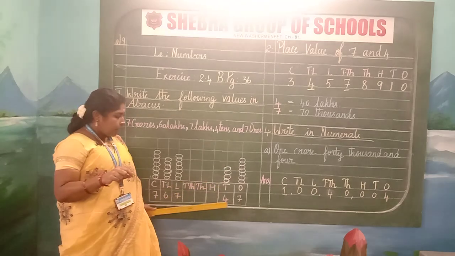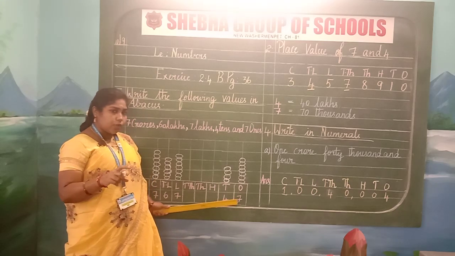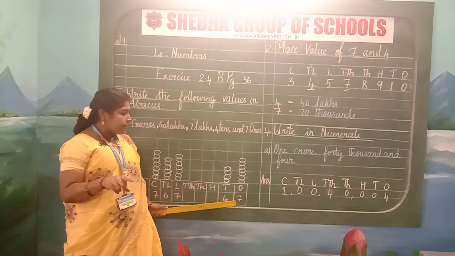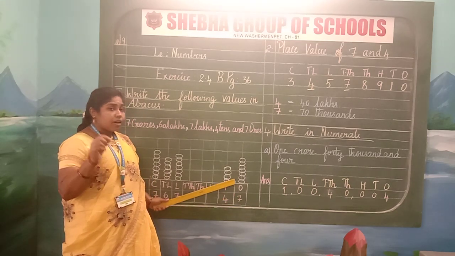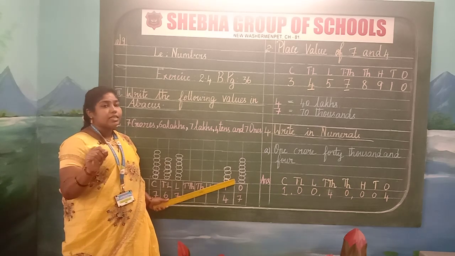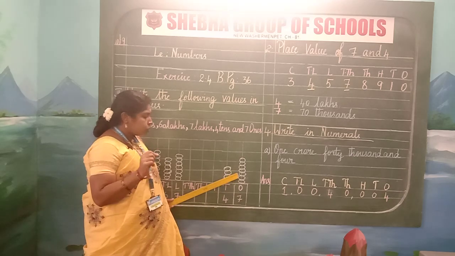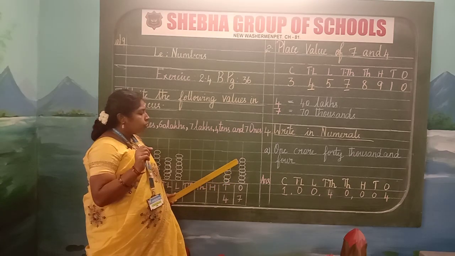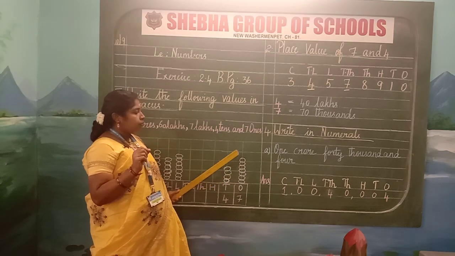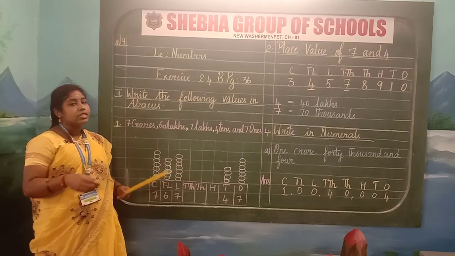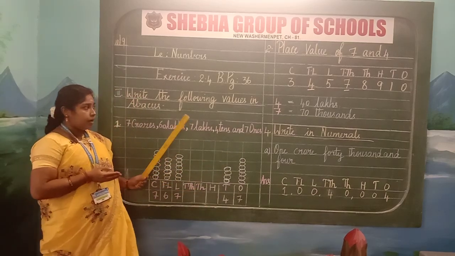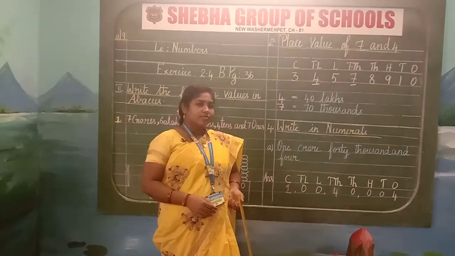And then in the ones place value, what is the number? Yes, you are right, it is 7. Draw 7 beads neatly. If your pencil is getting blunt, please sharpen your pencil. 1, 2, 3, 4, 5, 6, 7. After doing this abacus, draw a line to make it complete.